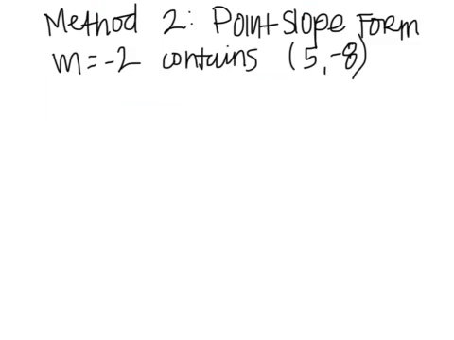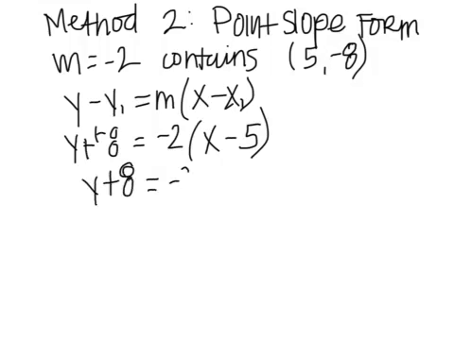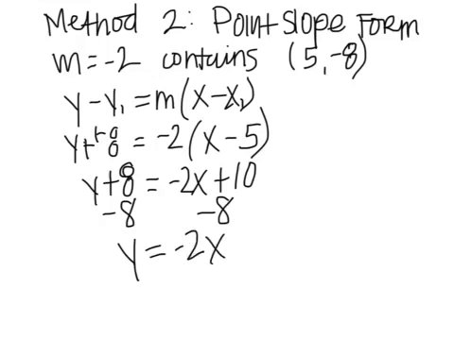For method 2, we're going to use point-slope form. We're going to use the same example where our slope was -2 and it contains the point (5, -8). Point-slope form is y - y1 = m(x - x1). If I plug these values in, I have y - (-8) = -2(x - 5). If I simplify, a negative and a negative becomes a positive, so y + 8 = -2x, and if you distribute the -2 times -5, you get a +10. If I subtract 8 from both sides, I have y = -2x + 2.